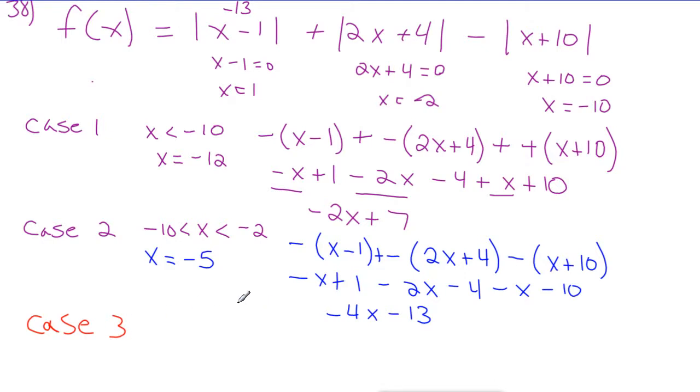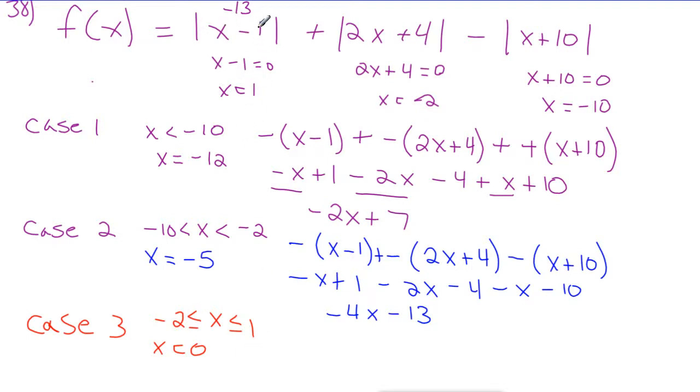Now case 3 is when we're between negative 2 and we're also going to be between negative 2 and 1. Okay, so negative 2 to 1. So let's choose something in this case like x equals 0. And now I'm going to test out, again, my three expressions up here.